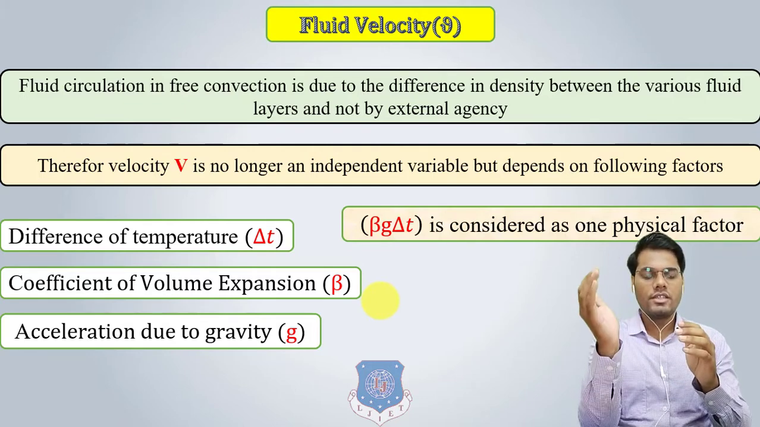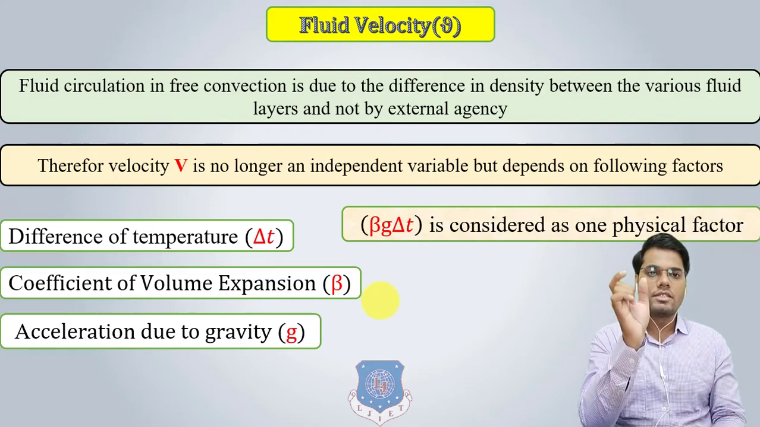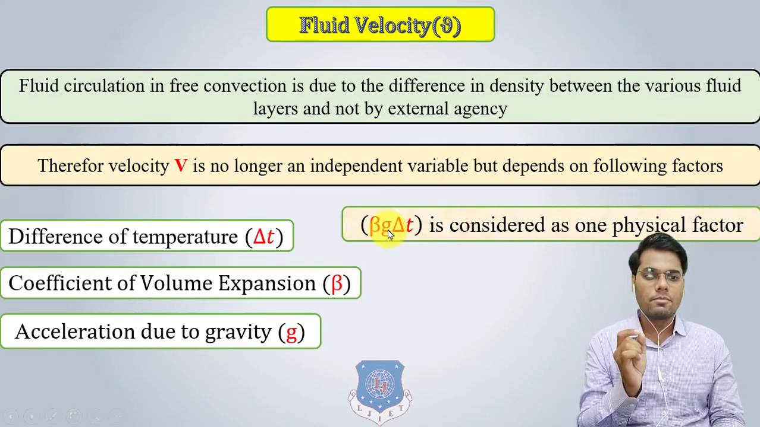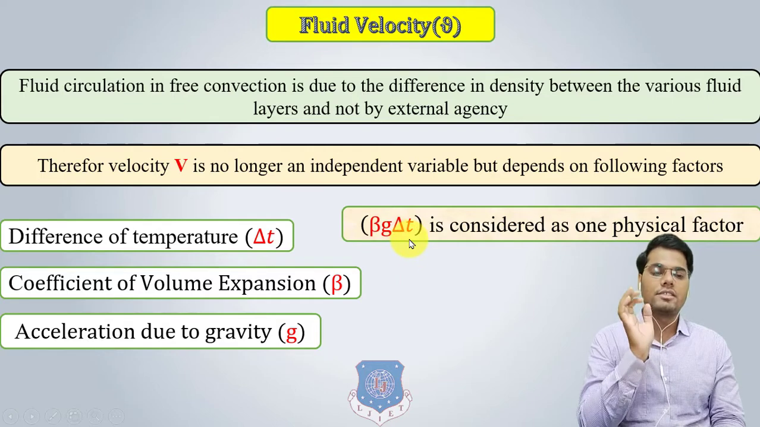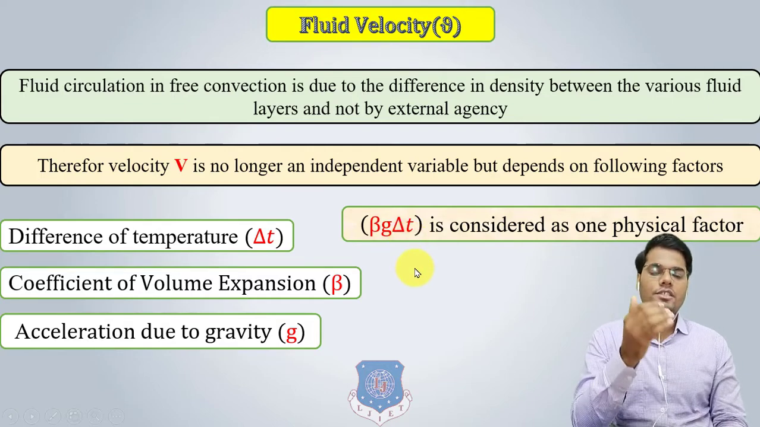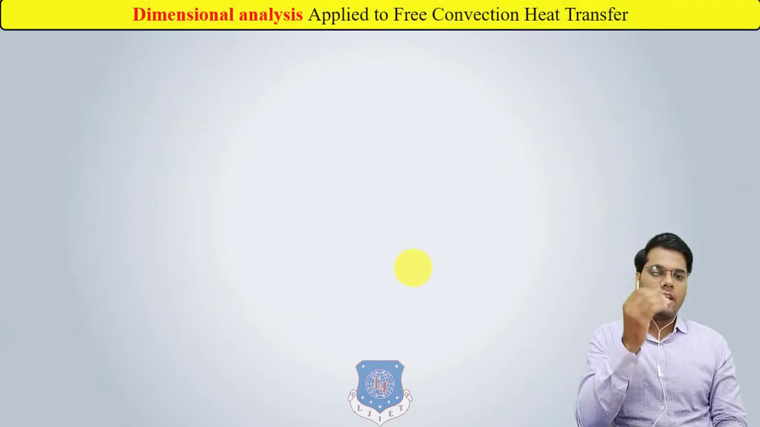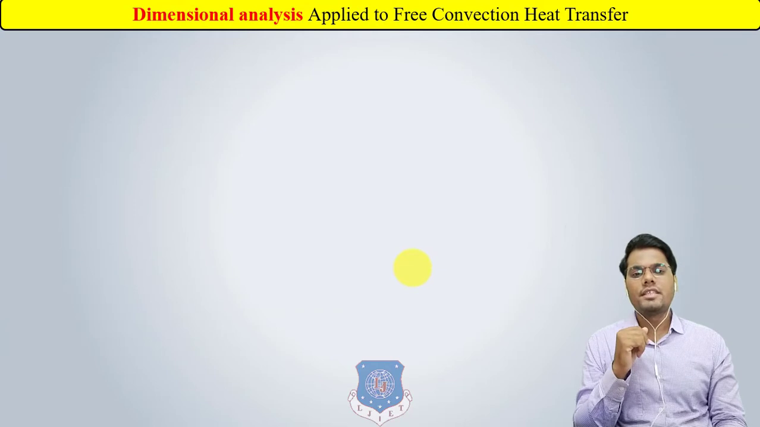So in forced convection, there is the velocity capital V. In free convection, that fluid velocity V is going to be replaced by this beta g delta T, which is considered as one common physical factor responsible for the flow of the fluid in free convection. The remaining process will remain the same.